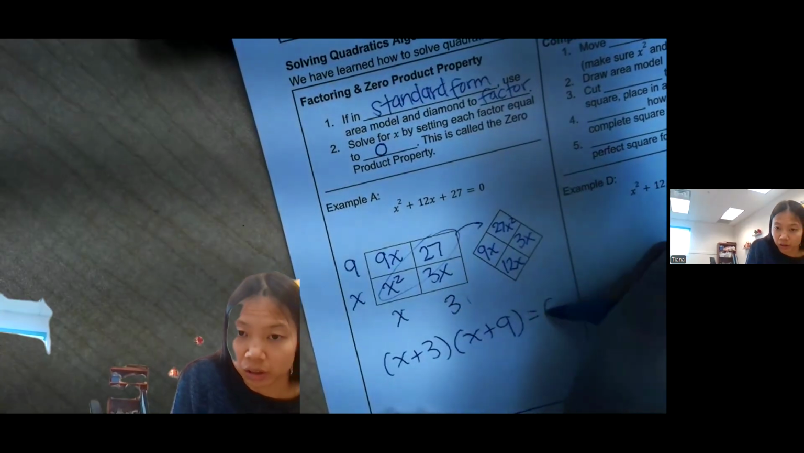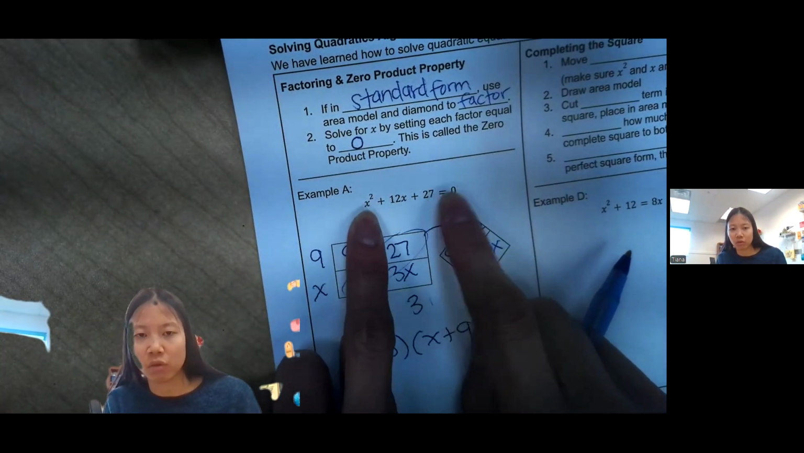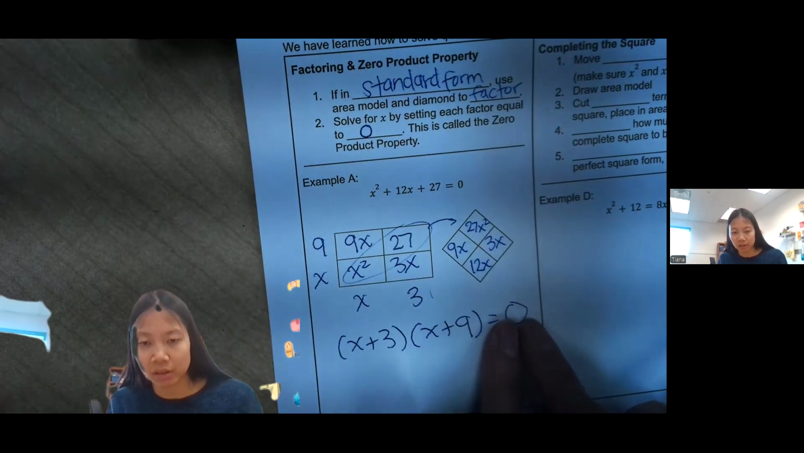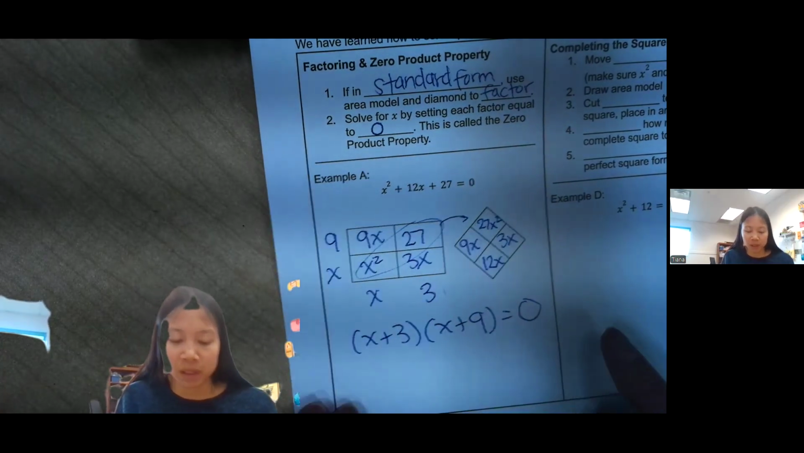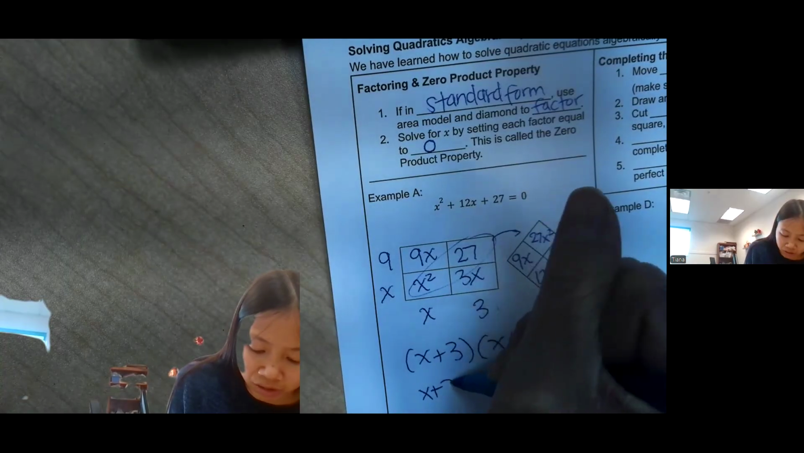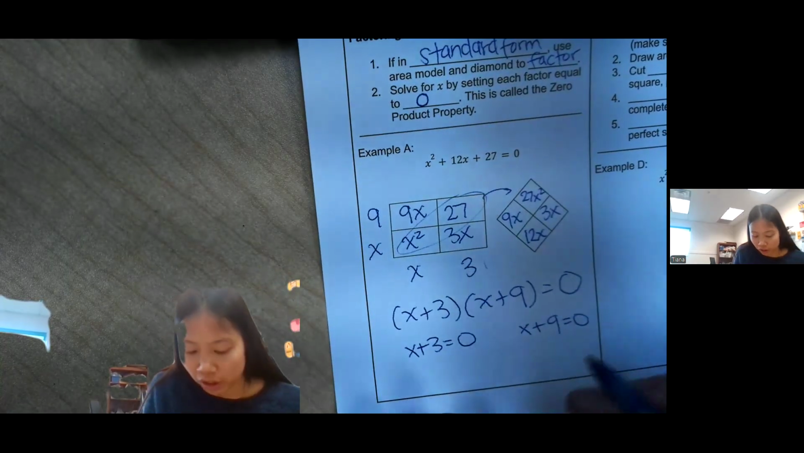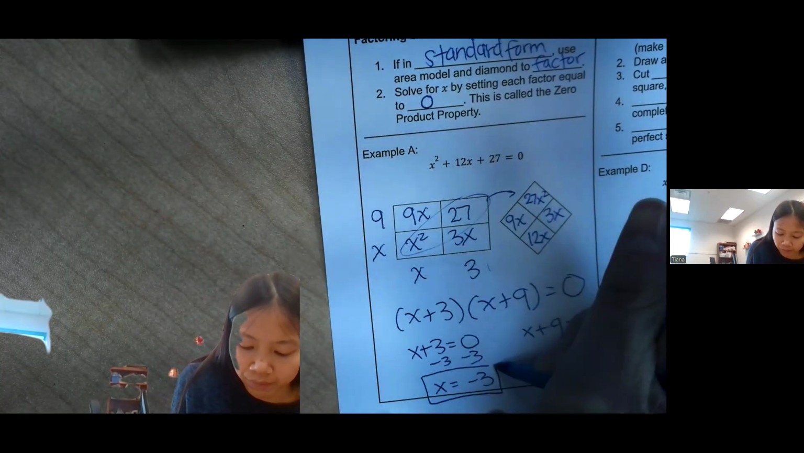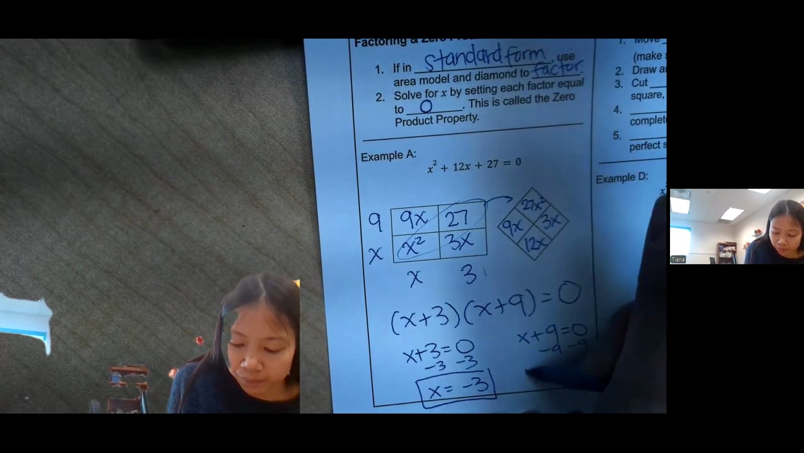And I know that is all equal to 0 because I just rewrote my standard form into factored form. And now because I have something times something equals 0, either this could be 0 or this could be 0 to make this whole equation true. So I'm going to have either x plus 3 equals 0 or x plus 9 equals 0. And then you can just solve for each equation. So I subtract 3, and we get x equals negative 3. Or I could also subtract 9, and I get x equals negative 9.